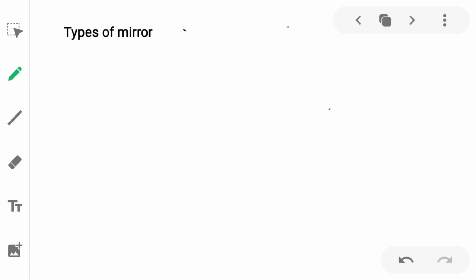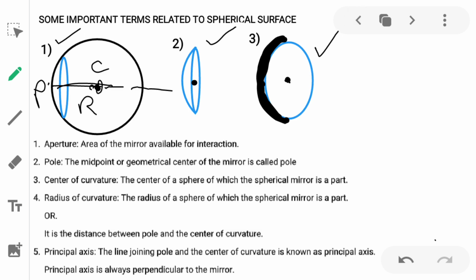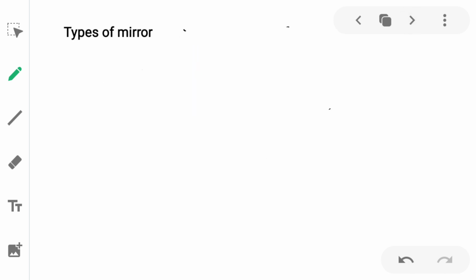Now we'll move on to the types of mirror. Referring to the second diagram, when you take that cut portion out of the sphere, it is similar to a watch glass. When we paint either the inner side or the outer side of the watch glass, it starts reflecting. Now the question comes, which side of the watch glass has to be painted? Depending upon that, the mirror can be classified.